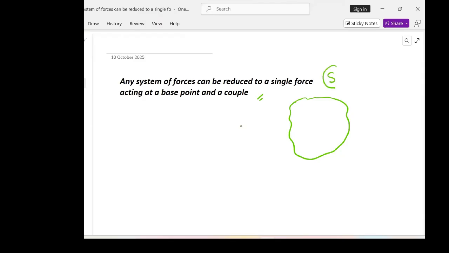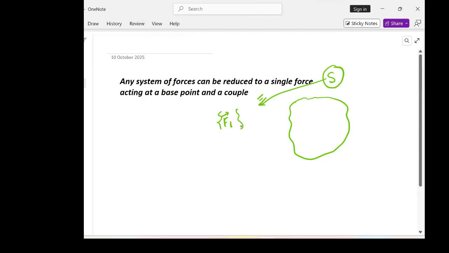So let S be the system having n forces, Fi, with i starting from 1 to n, that is F1, F2 up to Fn. Okay, so suppose this is the force F1, this is the force F2, and likewise you continue and get this is the force Fn. Say this is the point of action of F1, this is the point of action of F2, this is the point of action of Fn.